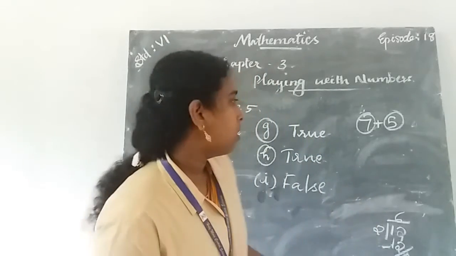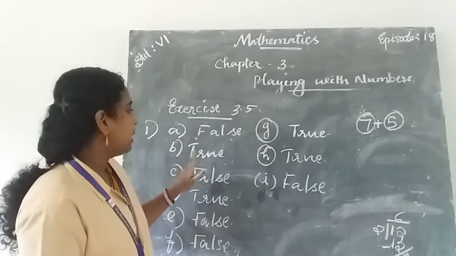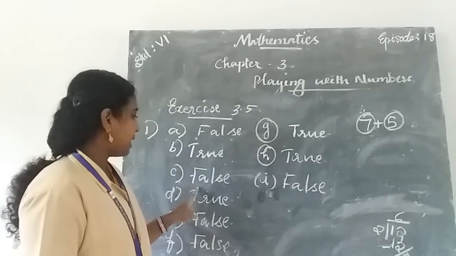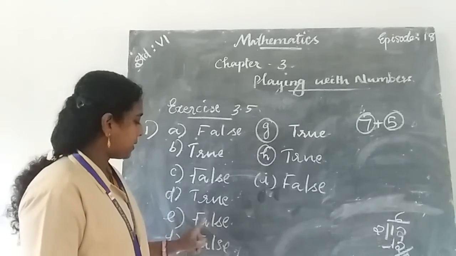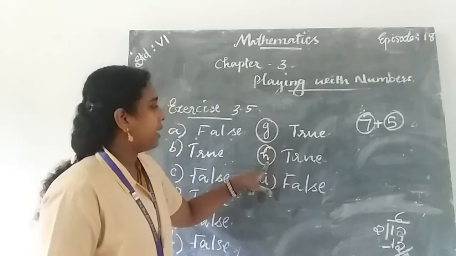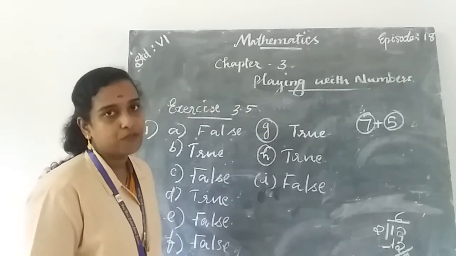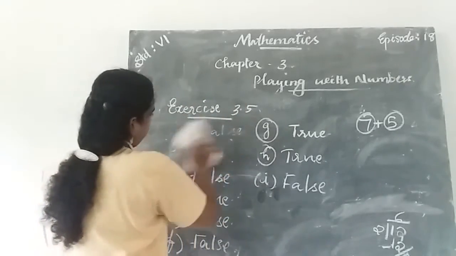So these are the true or false statements. The first statement is false. Then the second one is true. C, false. Statement D is true. Then statement E is false. F is false. Then statement G is true. H is true. Then I is false. And the next question, the same exercise.